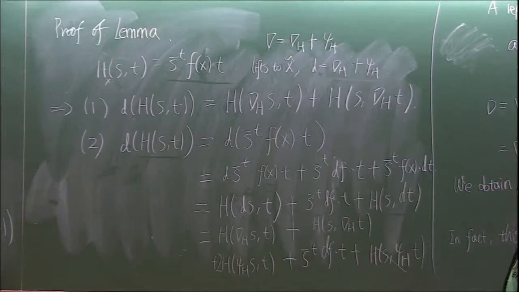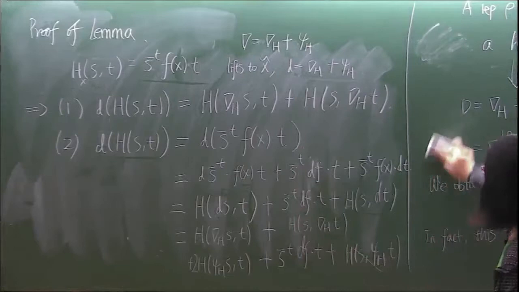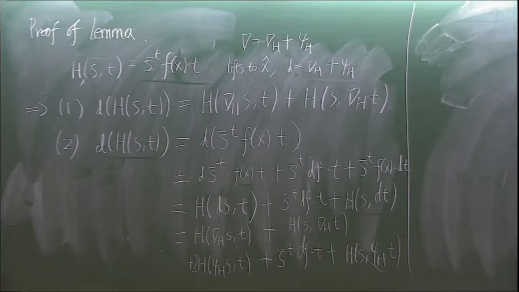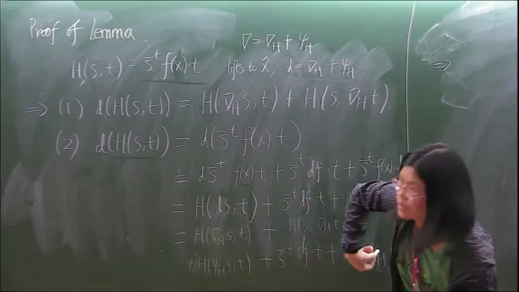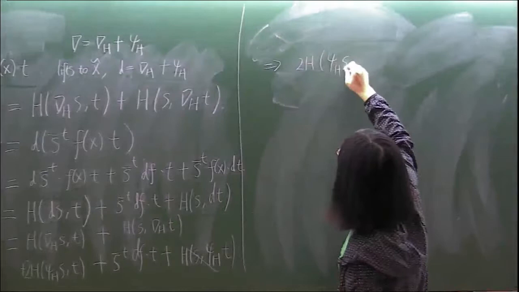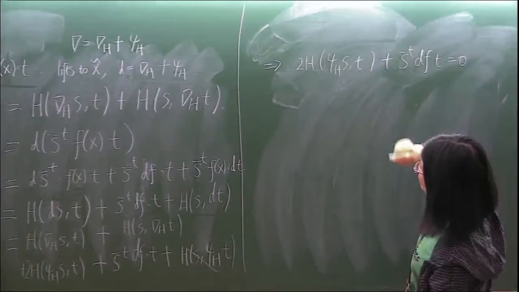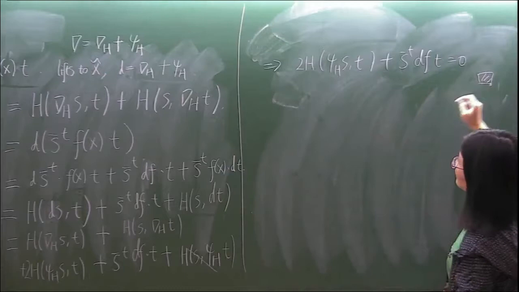Okay? So we can compare the first and second. We have the last line equal to 0. So this gives us the right thing if we write H in terms of F out.